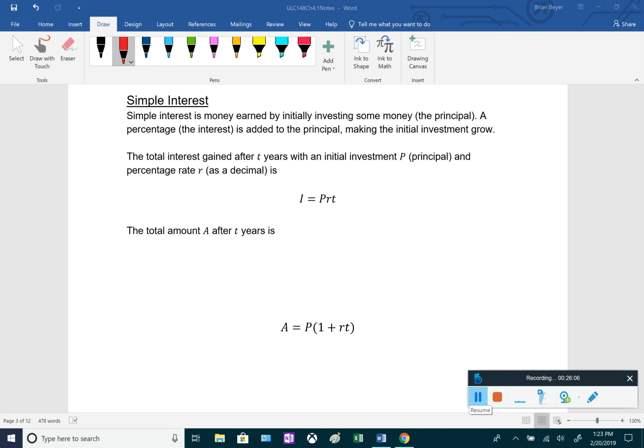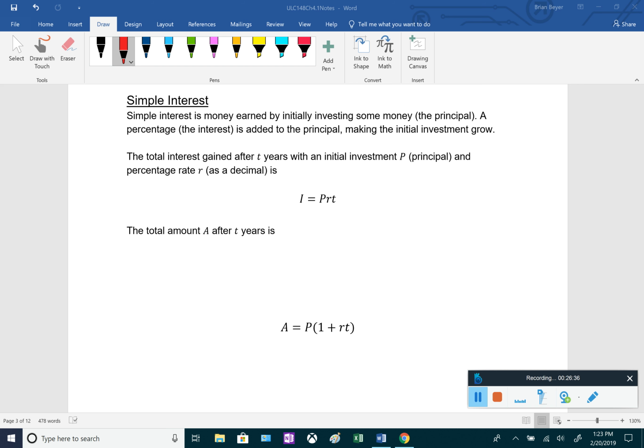Taking a look here at the formula for calculating interest that was gained or lost. The total interest gained after t years, so t represents years, with an initial investment, P, which is the principal, and the percentage rate, r. You just have to remember to convert the percentage rate to a decimal. The formula is going to be I equals P times r times t. So it's a pretty easy formula.